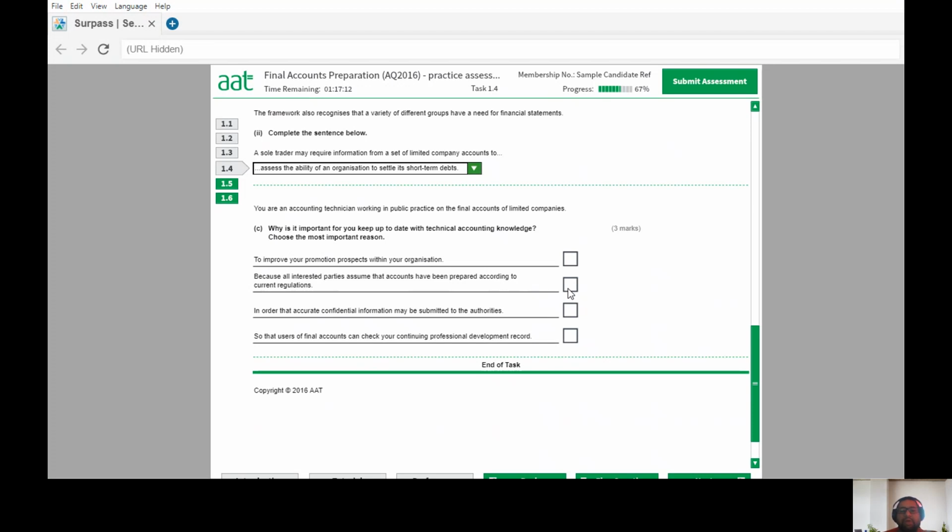criminal proceedings, to be honest. So you have to be very careful. We choose the most important answer, but let's see the other two. In order that accurate confidential information may be submitted to the authorities, that has nothing to do with keeping up to date with technical accounting knowledge. So that the user's final account can check your continuing professional record. They don't need to know about that. But it is important to keep up to date with the latest technical accounting knowledge, because all the interested parties assume the accounting records are prepared according to the current regulations.